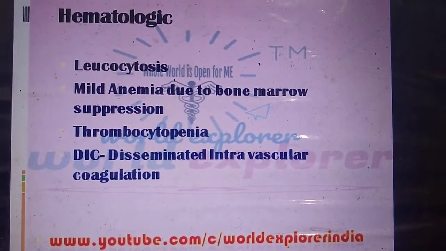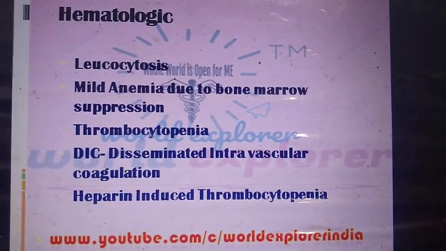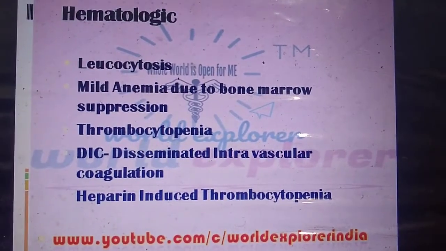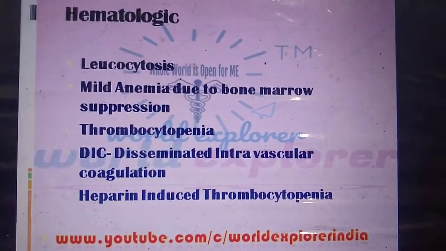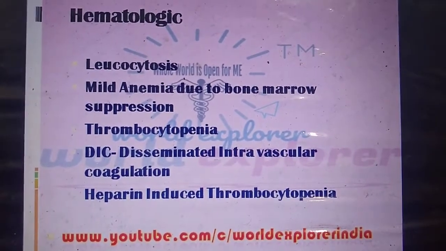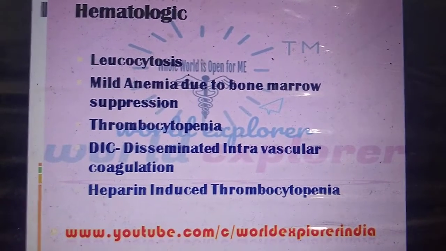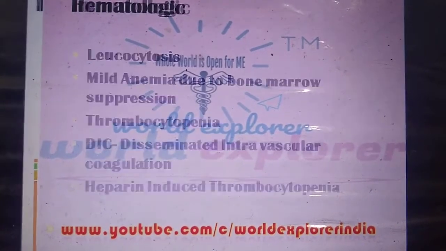And next thing is DIC. DIC is disseminated intravascular coagulation. And next thing, this may be attributed to heparin. If we are using heparin more and more in the ICU patient, it can even lead to thrombocytopenia. So if the patient is having thrombocytopenia, it is better to stop heparin.